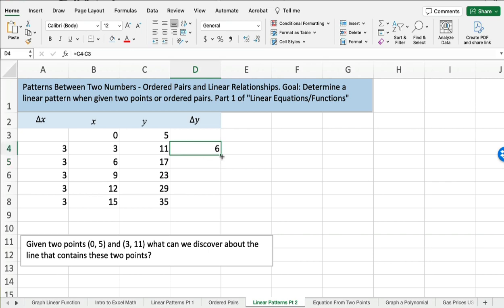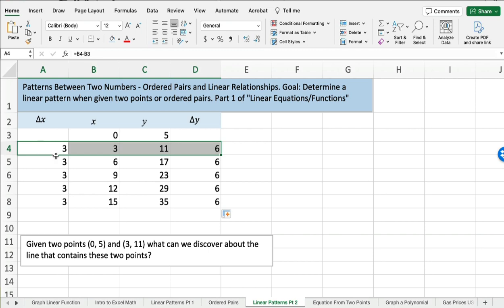And then I'm going to select that and click and drag so that we see that the delta Y calculations are giving us a value that's consistent. It's the same going down, and our delta X's are also consistent. It's the same value going down, which suggests something to us: when we have a linear relationship between points on the XY plane, we're going to see a consistent pattern with our delta Y and our delta X.